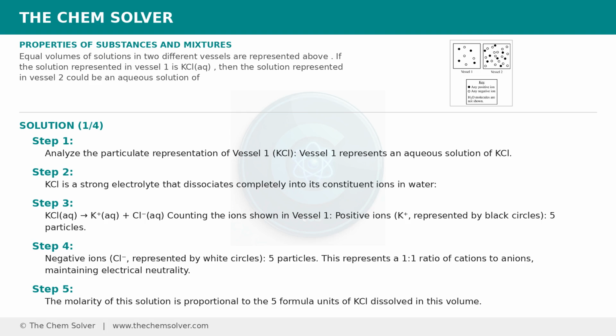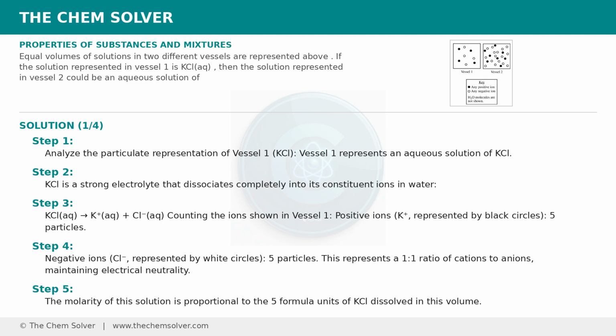Analyze the particulate representation of vessel 1. Vessel 1 represents an aqueous solution of KCl. KCl is a strong electrolyte that dissociates completely into its constituent ions in water. KCl gives K+ and Cl-, counting the ions shown in vessel 1.